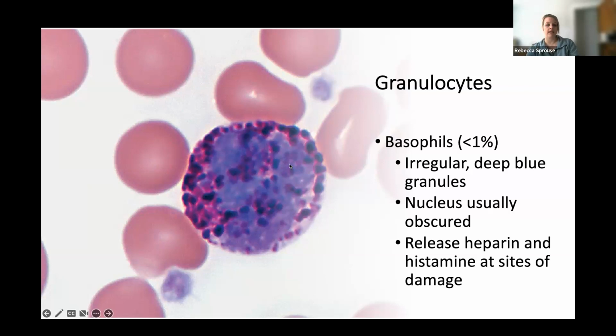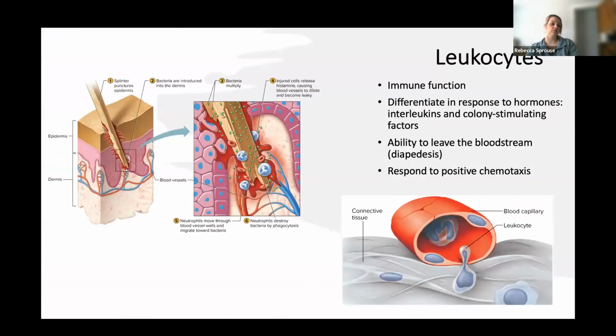Basophils release heparin and histamine at the site of damage. Now, what does heparin and histamine do? Heparin is like what you would think of as a blood thinner. And so heparin is going to prevent blood clotting. So let's say that you have that injury, right? Heparin is going to be released to actually promote bleeding here for a little while. That's just to get these leukocytes to the site of infection. We don't want this blood to clot off because we need to get those leukocytes to the site of infection.